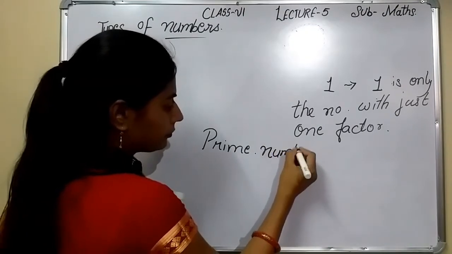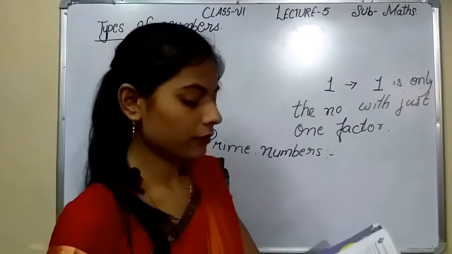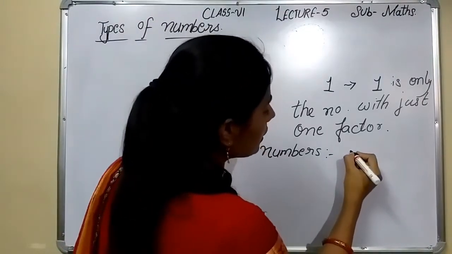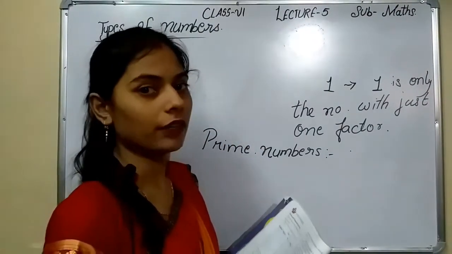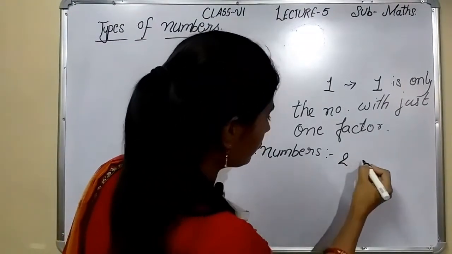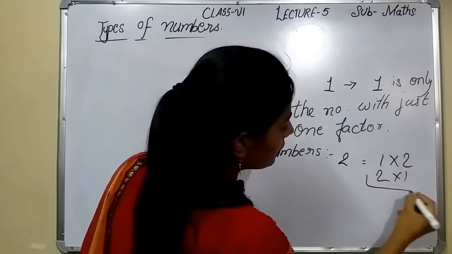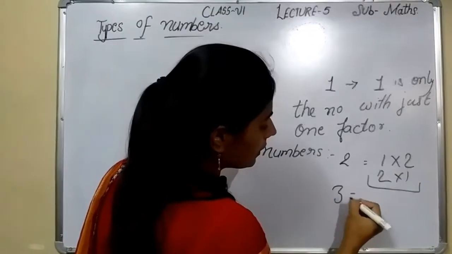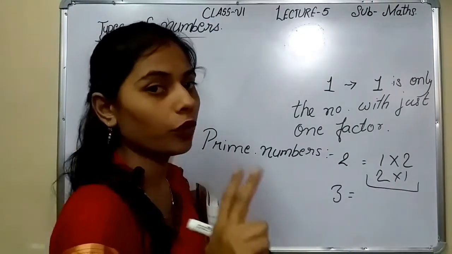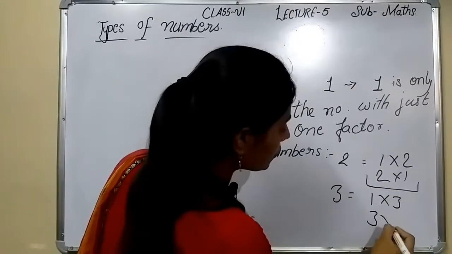Prime numbers. Prime numbers means numbers which have exactly two factors. Just like 1 has only one factor, that is itself. If we write 2, then 2 is the multiple of 1 into 2 and 2 into 1. It has two factors. If we write 3, it has only two factors, not more than 2 and not less than 2. That is 1 into 3 and 3 into 1.